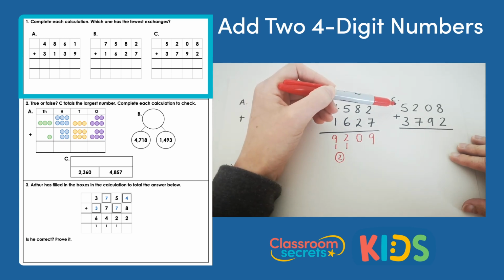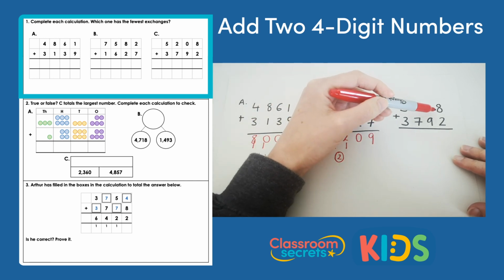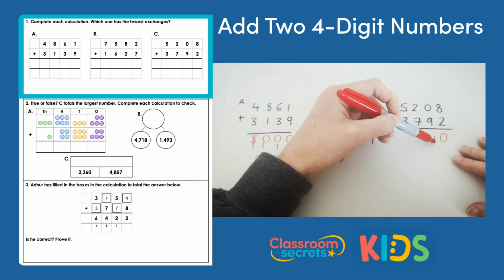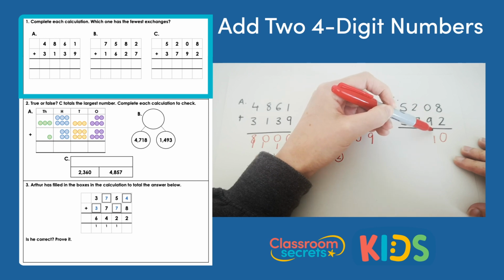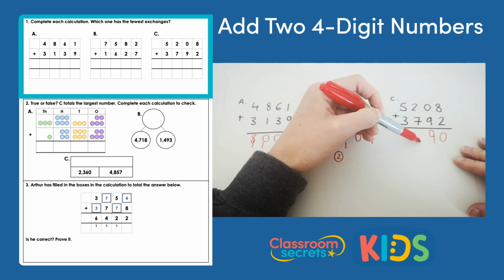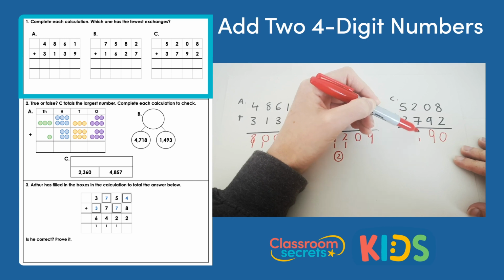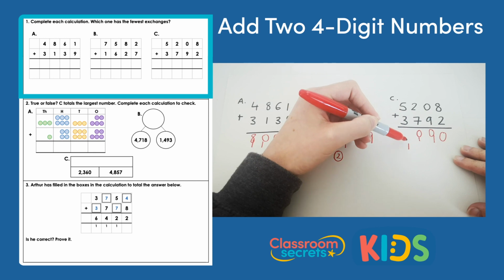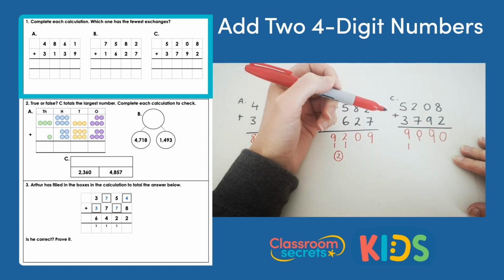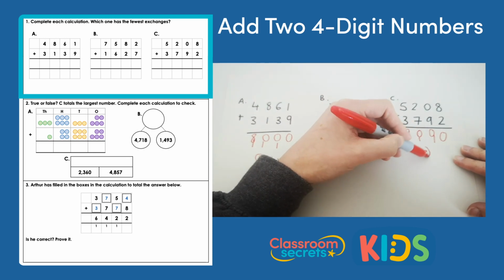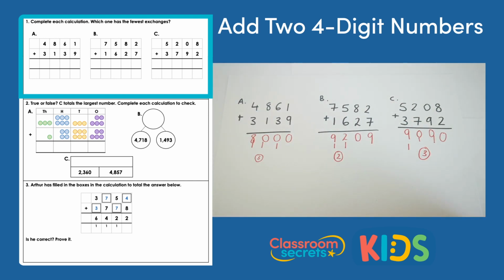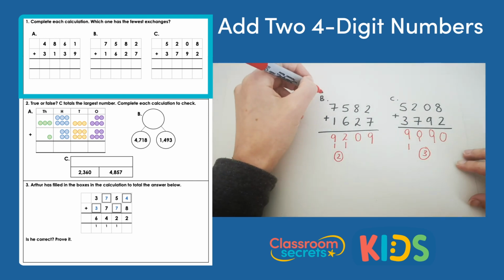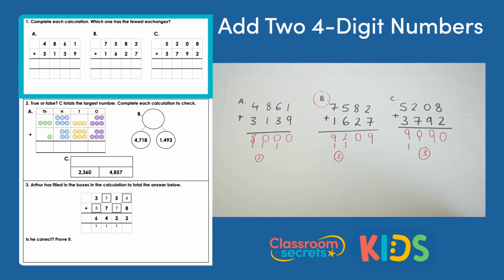C, 5,208, add 3,792. 8 add 2 is 10. 0 add 9 add 1 is also 10. 2 add 7 add 1 more is also 10. 5 add 3 add 1 is 9. So in this calculation, there are also 3 exchanges. So B is the calculation that has the fewest exchanges.